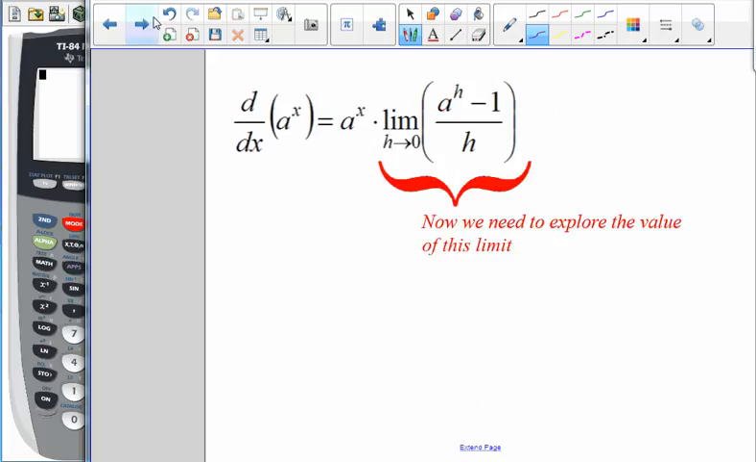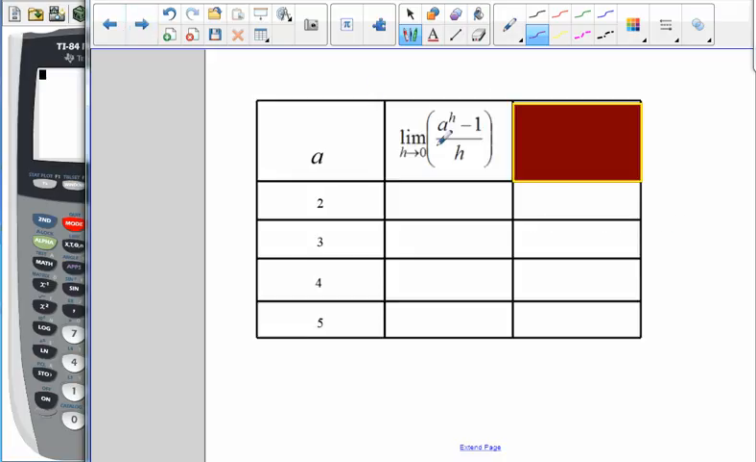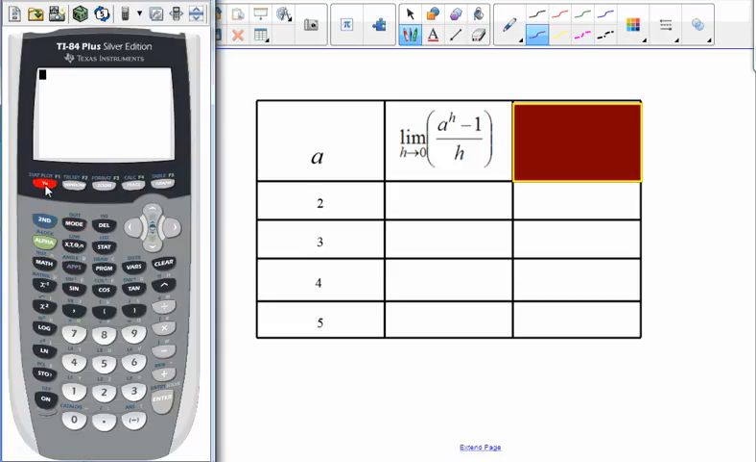So here's where we ended up. We know that the derivative is a to the x times the limit of this. So we need to figure out what this is. And we're going to do that using our calculator. So here's the limit I want to explore. And we'll take a look at my calculator. You're going to see I already have it in there. A to the x minus 1 all over x.